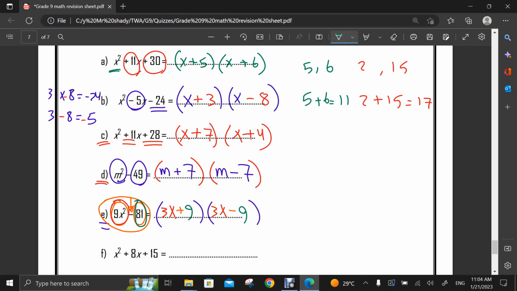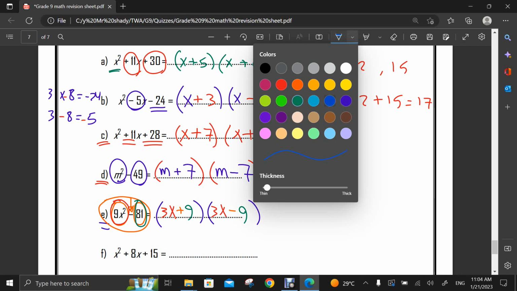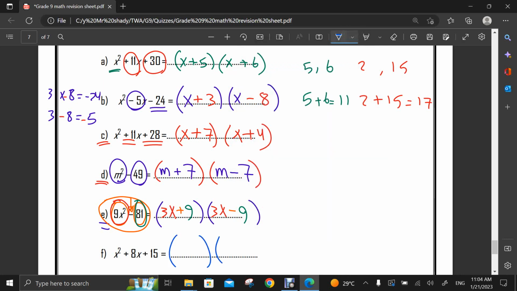Letter F, x squared plus 5x plus 15. It will be like that. Two brackets, x and x. We are going to search for two numbers. The multiplication is positive 15 and the addition is 8. It's easy right now, which is 3 and 5. And it will be positive because all of them are positive numbers.